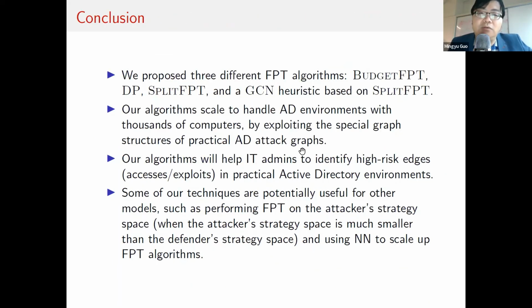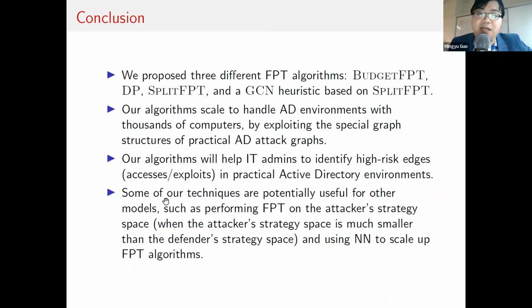In conclusion, we proposed 3 fixed parameter algorithms based on the practical structures of AD graphs. And then one algorithm is extended using a graph convolutional neural network heuristic. And our algorithms scale to handle AD environments with thousands of computers by exploiting the special structures of practical AD graphs. And our algorithm will help IT admins to identify high-risk edges, accesses, and exploits in practical AD environments.